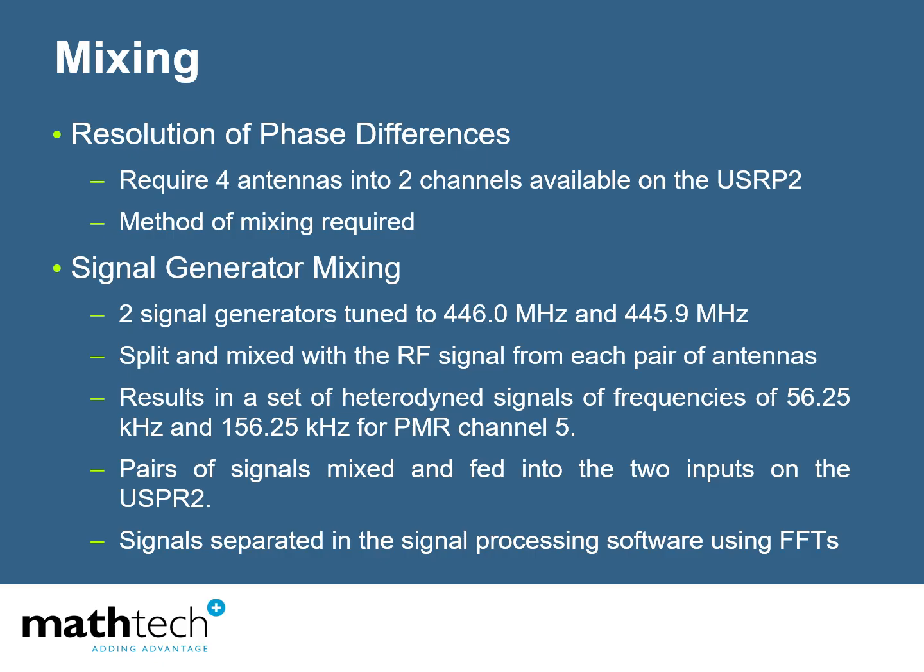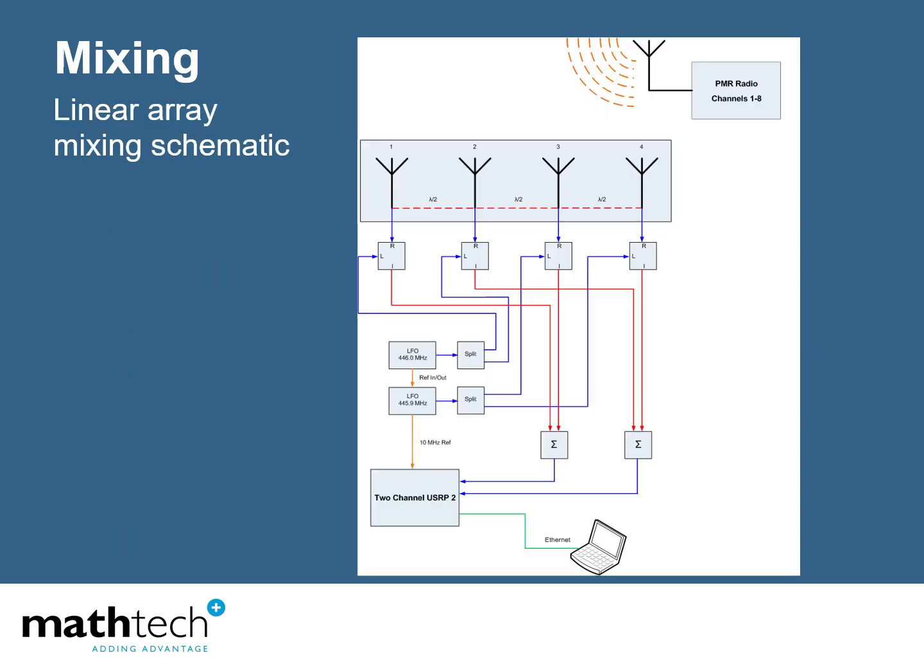This resulted in a set of heterodyne signals of frequencies of 56.25 and 156.25 kHz for a walkie-talkie channel. The signals were separated in the signal processing software using fast Fourier transforms. This schematic shows the configuration used.